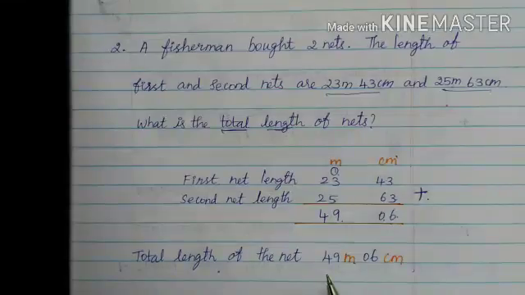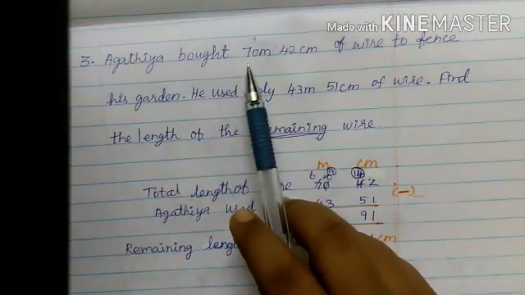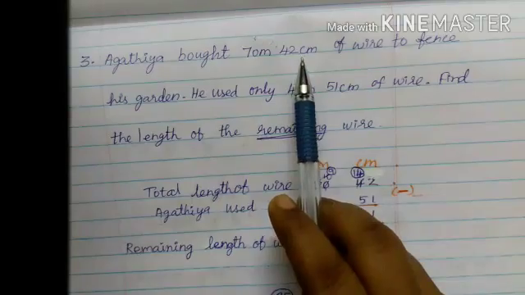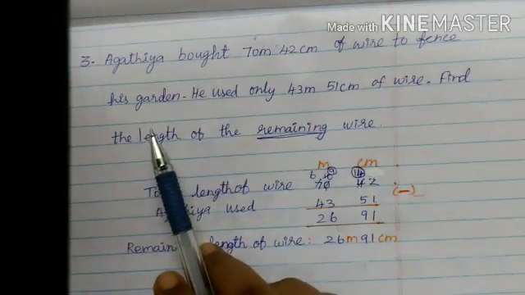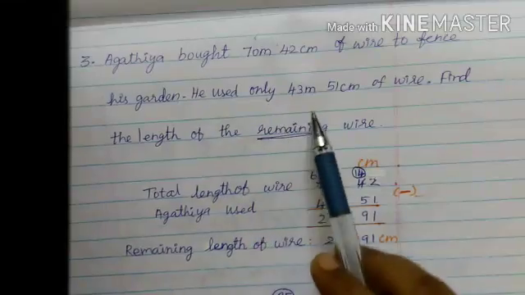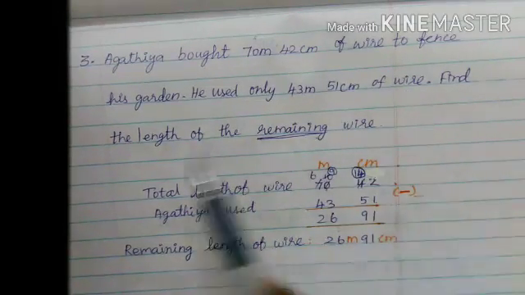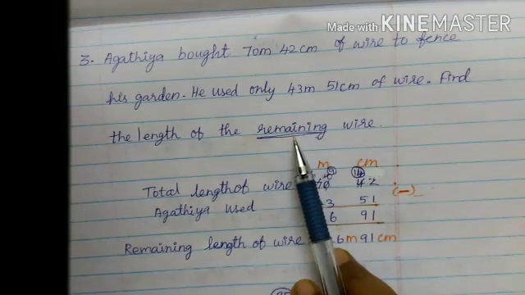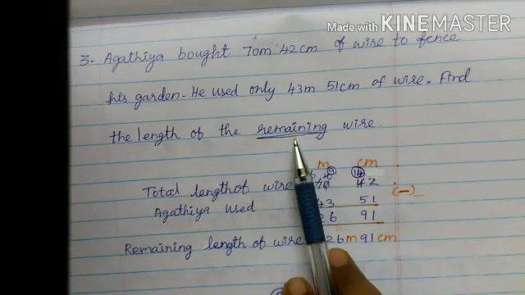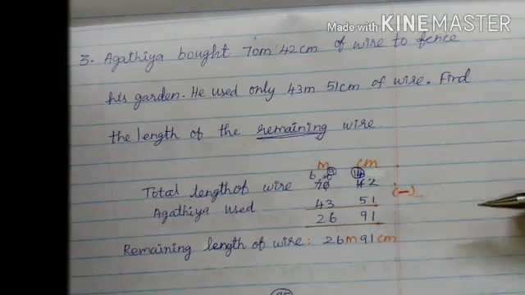Okay children. The next one, Sam. Agatya bought 70 meter 42 centimeter of wire to fence his garden. He used only 43 meter 51 centimeter of wire. Find the length of the remaining wire. Here it is given remaining. Remaining means you do the difference, or the subtraction.